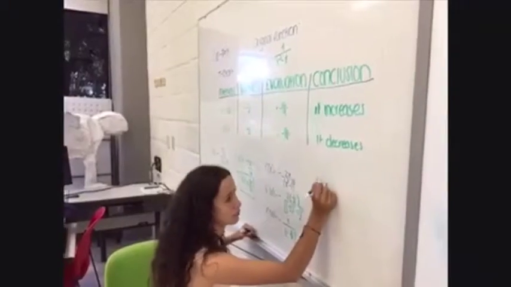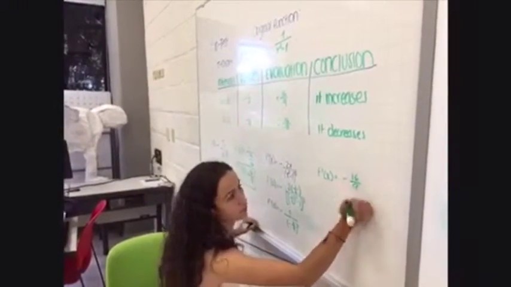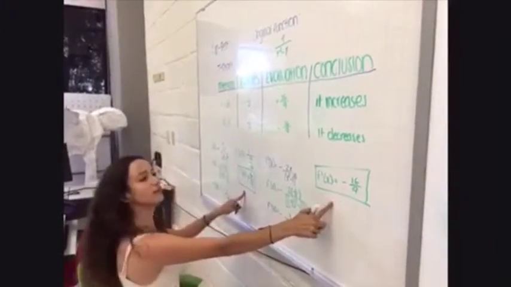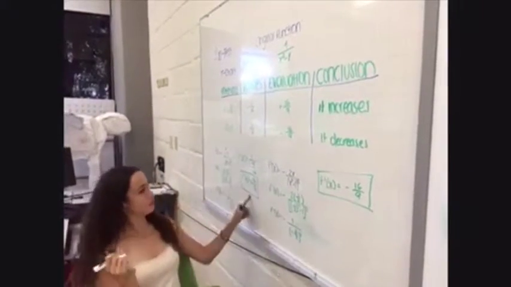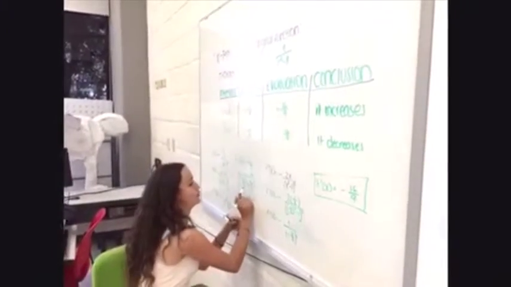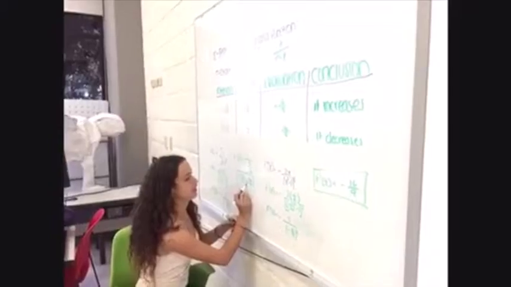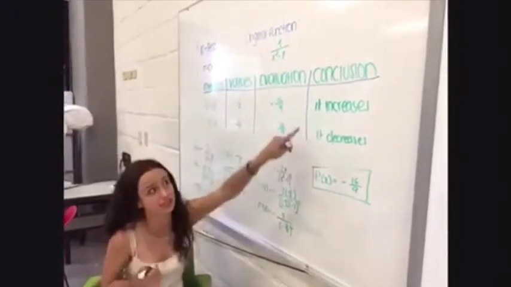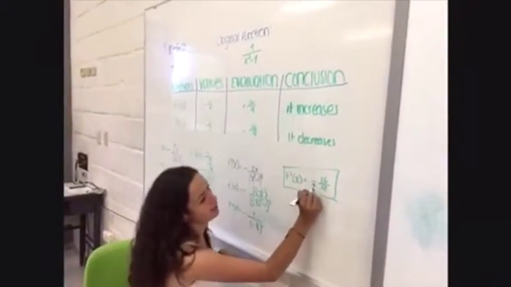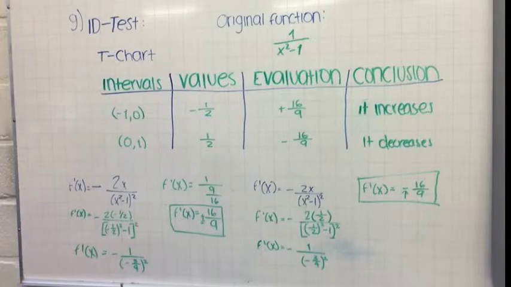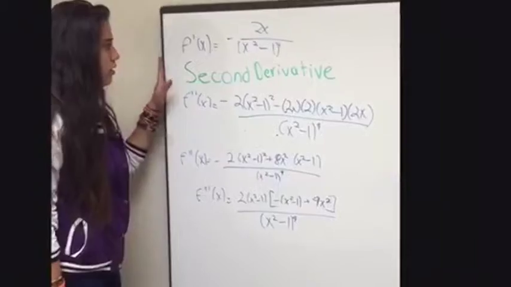The original function. And we have both evaluations over here. The conclusion in the first one is that we are going to base our answer on the signs. Here we have the plus sign, so it increases, and here we have the minus sign, so it decreases. This is the first derivative.